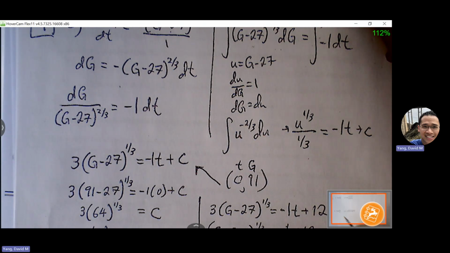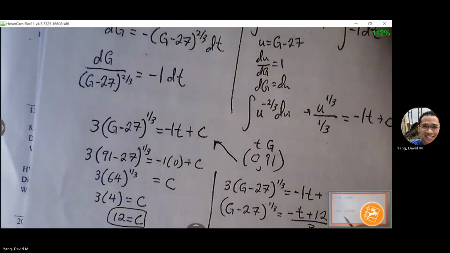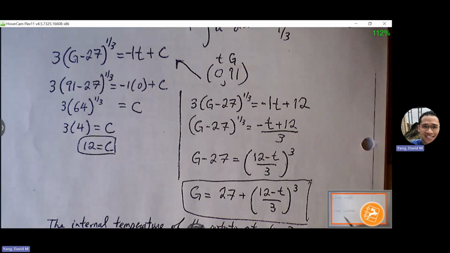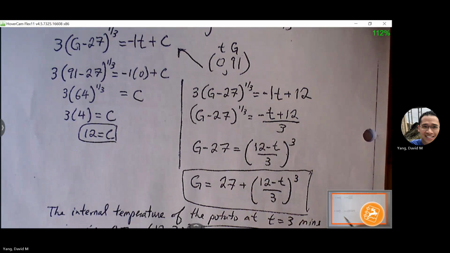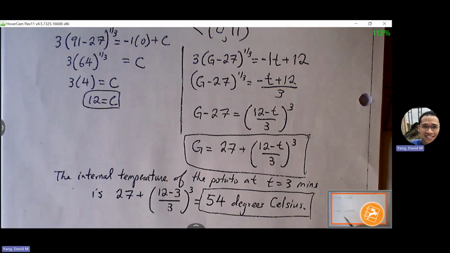Sorry, the question got cut off. Yeah, what's the internal temperature at time t equals 3? So after we solve for G, we have one more thing to do, and that is to plug that 3 into the G equation to get our temperature.